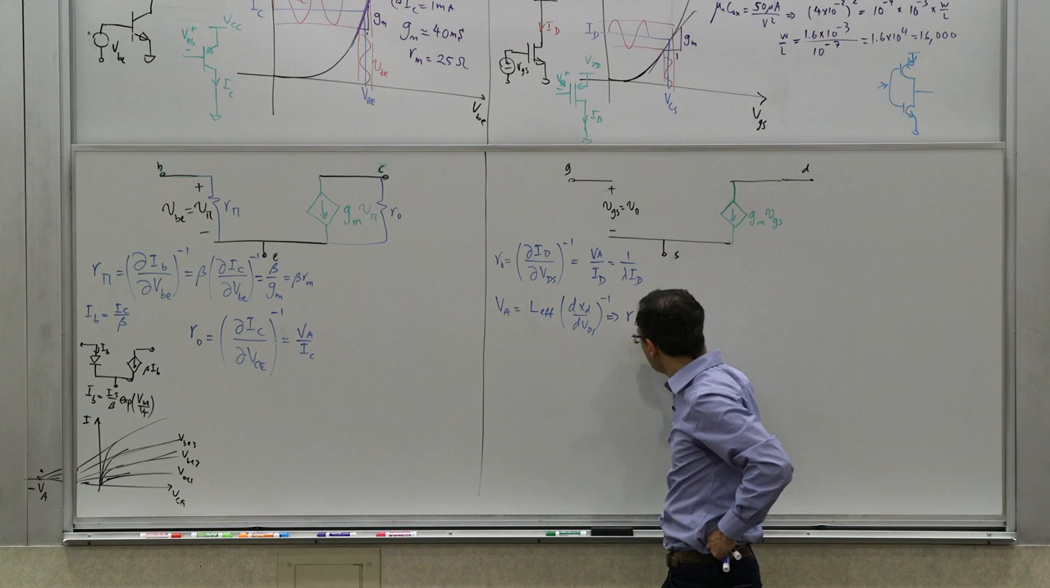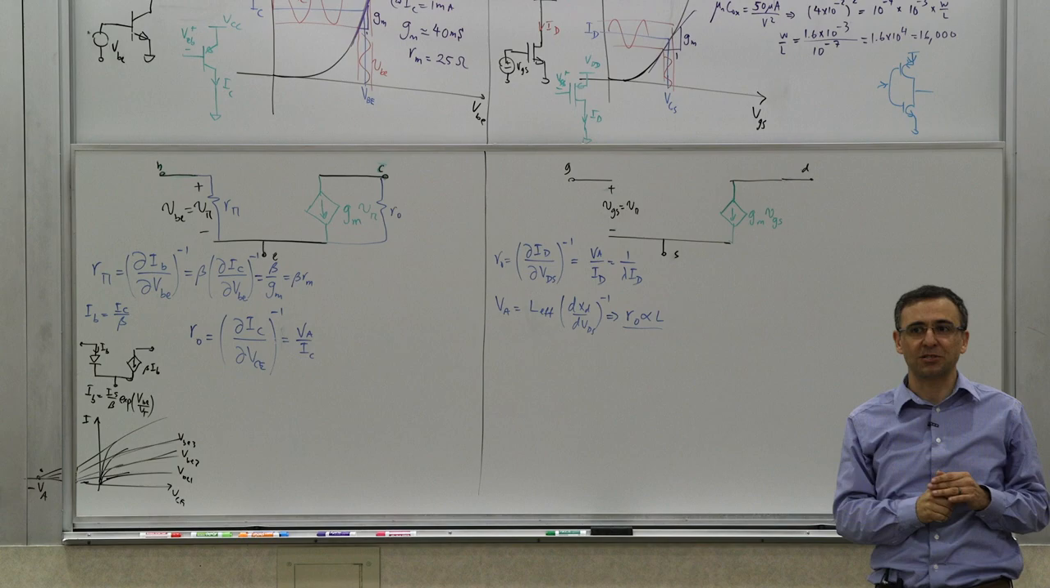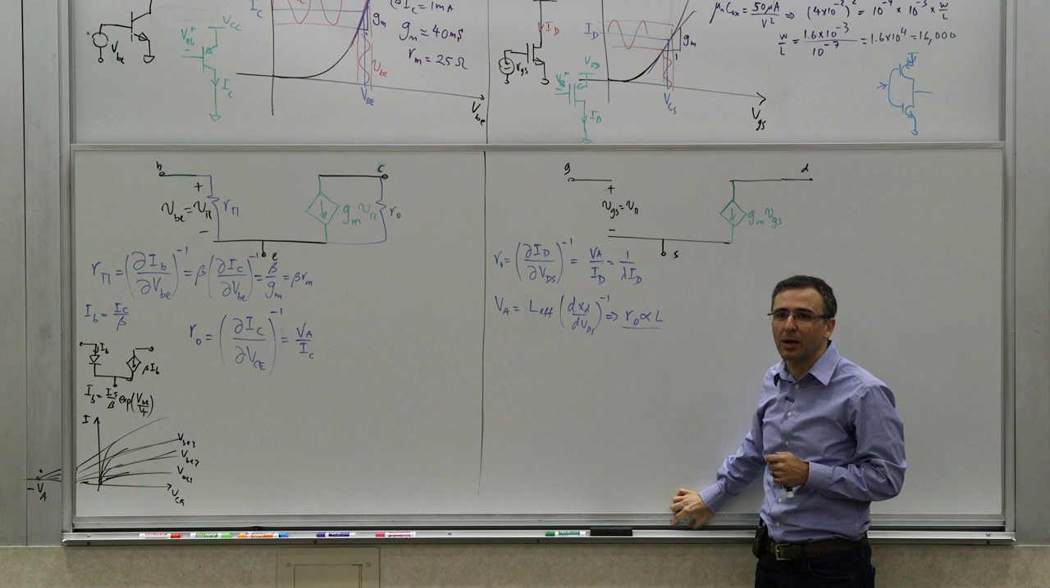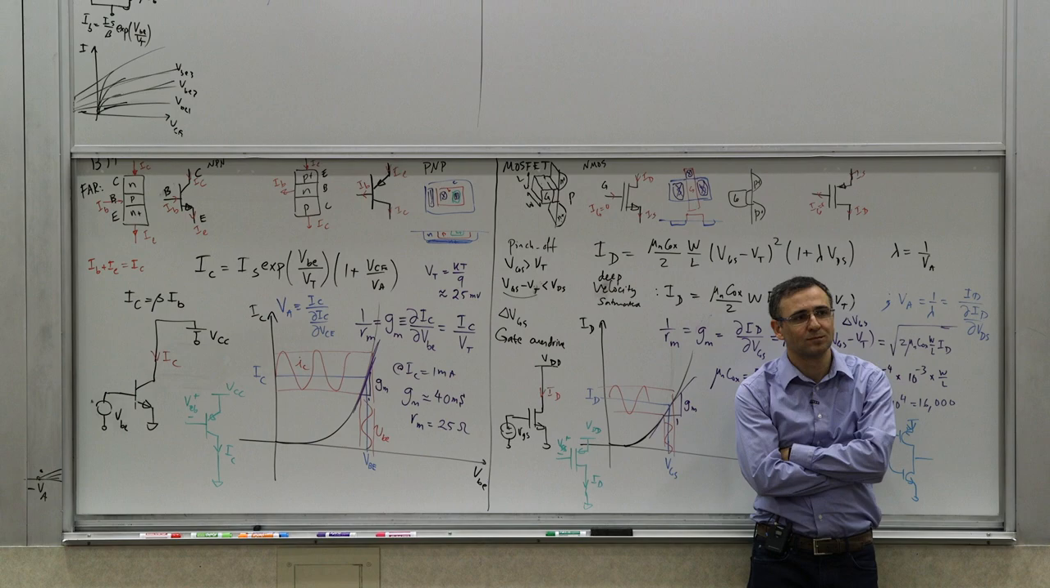But this is a useful thing. It means that if I really need to increase my output resistance, and there are cases where you need to, especially if you want to get gain, you have this knob to turn. Why is it that you have this knob in the MOSFET, but you don't have it in the bipolar BJT? So this is a question for you. Why do we have this knob in the MOSFET, but not in the bipolar? Any thoughts?